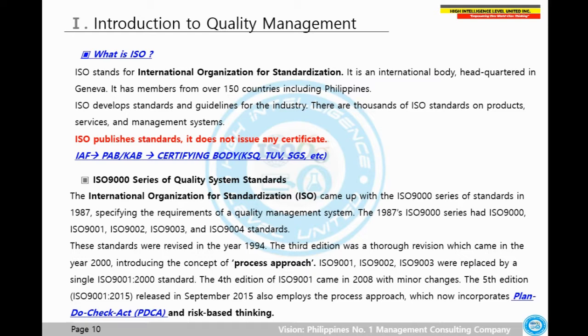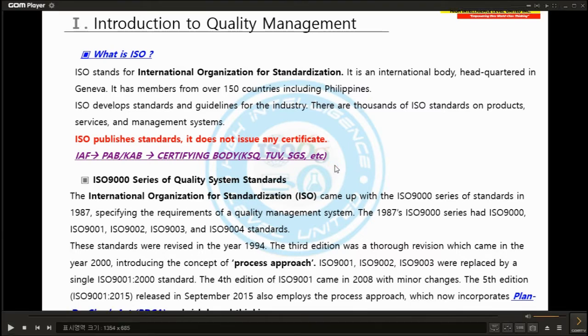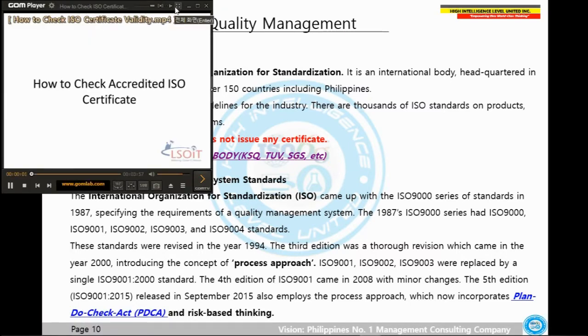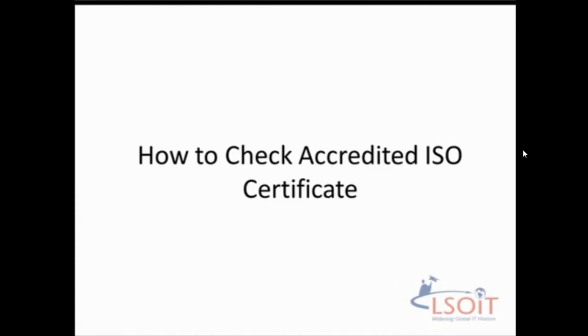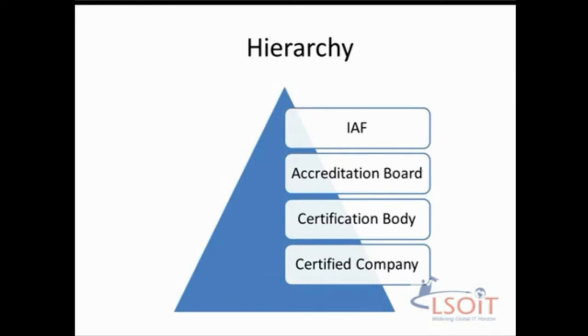So let's check ISO certificate validity. Today I will tell you how to check your ISO certificate, whether it is accredited or unaccredited, whether it is a valid certificate or not. Let's first understand the ISO hierarchy. The first body is IAF. IAF stands for International Accreditation Forum. All the countries are members of this IAF forum.